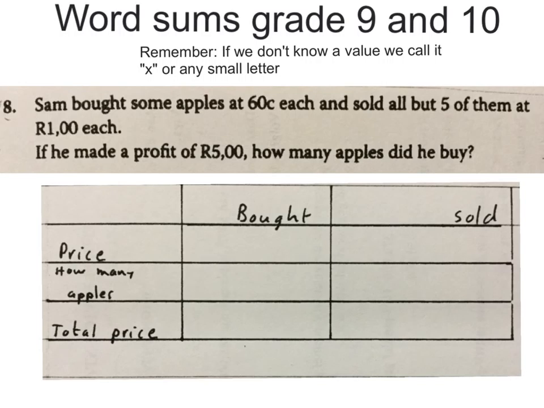Remember one of the basic rules of word sums is to read through the word sum 3, 4, 5 times if necessary, slowly, and then try to connect it. Do not try and do every sum the same way I'm doing it. Get a feeling for what I'm doing and then do your own thing after that. What is important here is that in this question, we don't know how many apples he bought or sold, so that gives us a problem already.